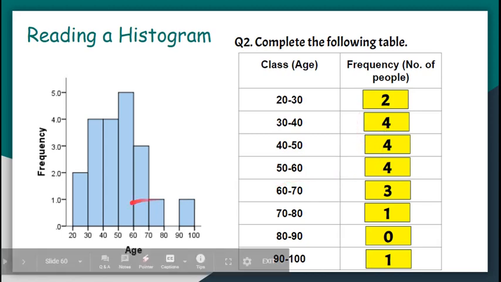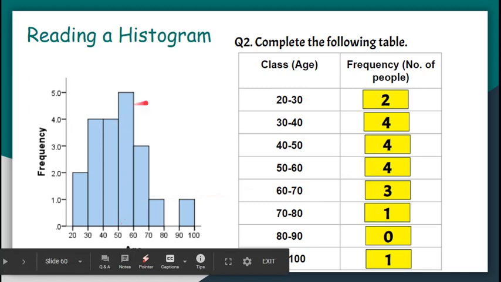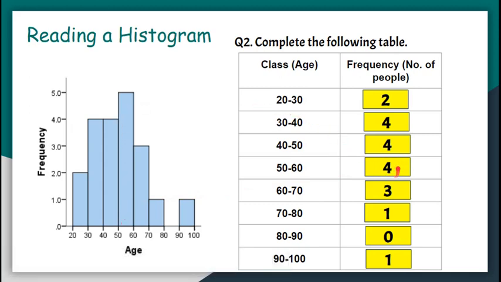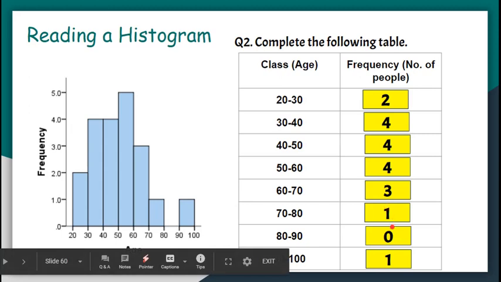In the age group of 50 to 60, the number here should be 5. Please make this correction, okay? This will not be 4, this will be a 5 over here, as you can see in the graph. Then it comes to 3, 1, 0 and 1. Okay, please make this correction.